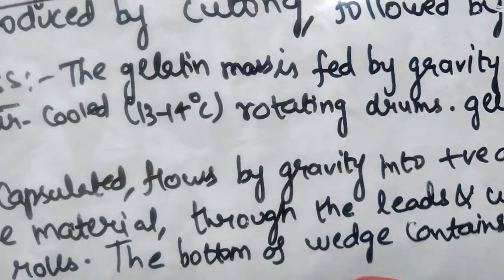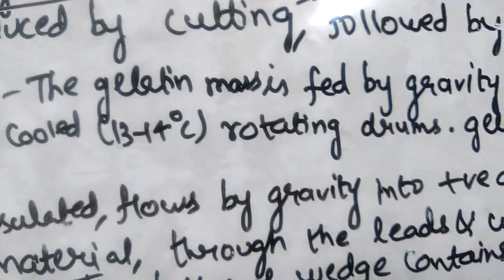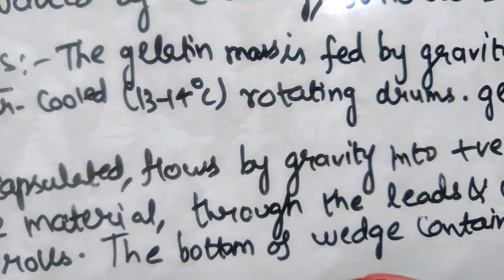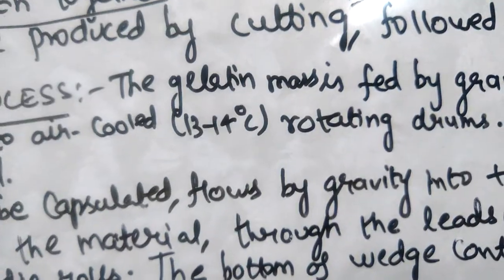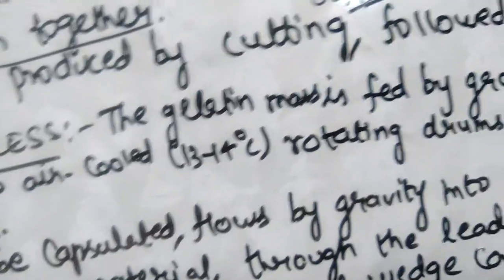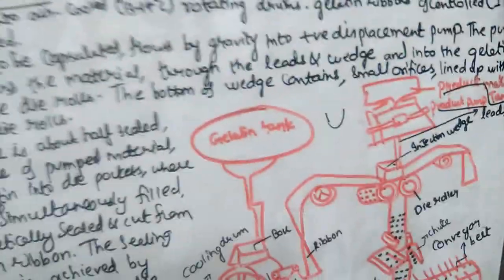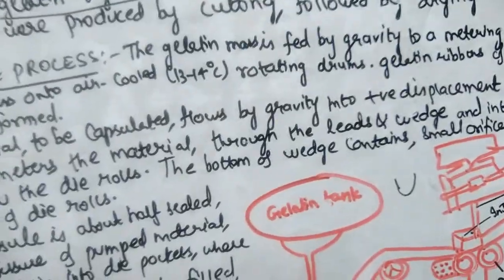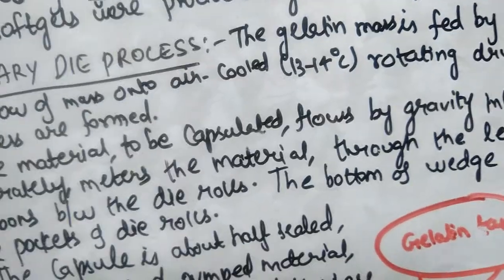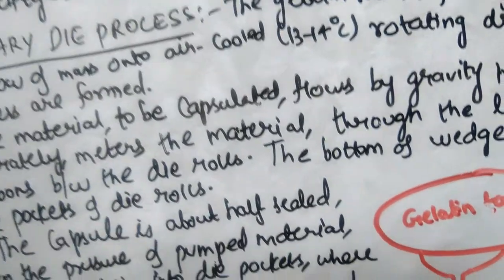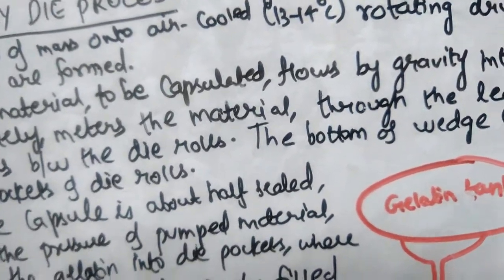Okay, so this is with your rotary die process, and immediately after manufacture the capsules are automatically conveyed through a naphtha wash unit to remove the mineral oil lubricant. So immediately after the capsules are manufactured by this process, they are passed through a naphtha wash unit, which will remove the mineral oil lubricant.